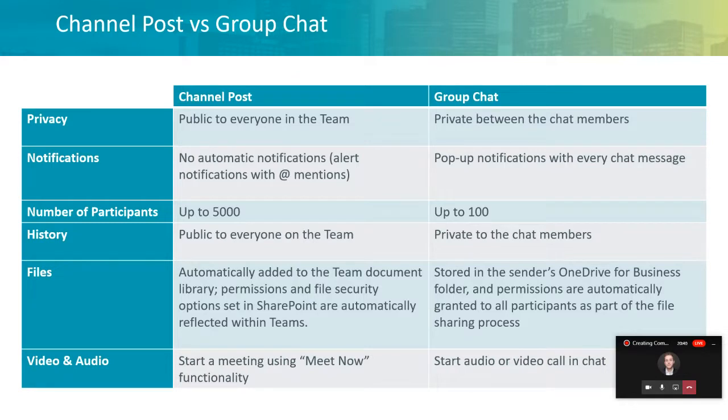Channel posts are good for communication that you would send to people as a CC in an email. It does not notify the users. It's a great place to provide announcements and information to your team. If you do need to action someone in a channel post, you should use the @mention feature so that they receive the notification. Conversely, chats are good for day-to-day conversations.